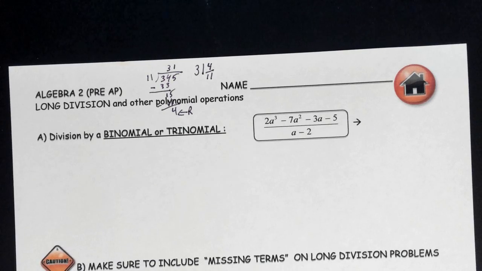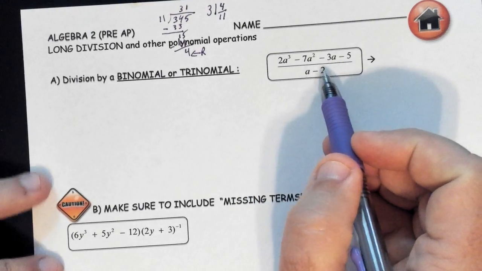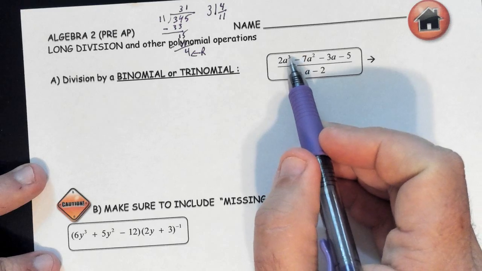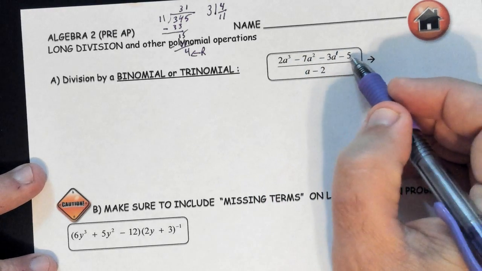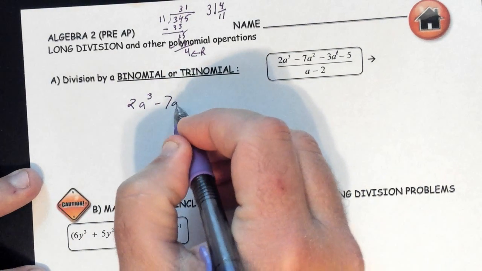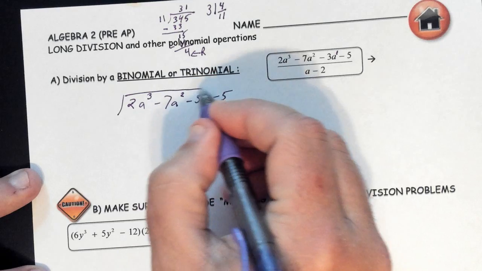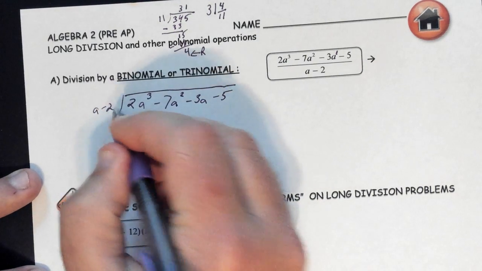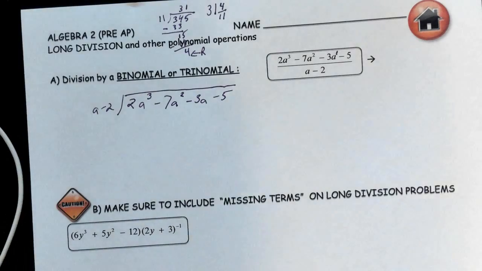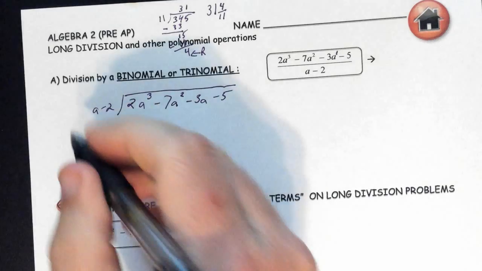Well, we're going to use some of those same strategies in long division of polynomials. This is our numerator, and notice it's in order: exponents 3, 2, 1, and none. So that's going to go inside, and we're going to divide it in long division by a minus 2. Here's how this is going to work. To divide by a binomial, what we have to do is match these two up.